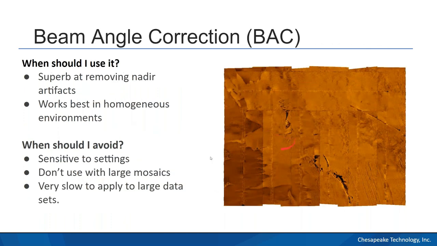Beam angle correction, the nadirs practically disappear. You can see the difference here on the nadirs. And it doesn't do a half bad job over a small regional area. So this is why I think beam angle correction is pretty good for homogeneous environments. It worked well inside of this rocky area, and it works well inside the sandy area. It tends to blur things out when you cross from one type to another in a heterogeneous environment.